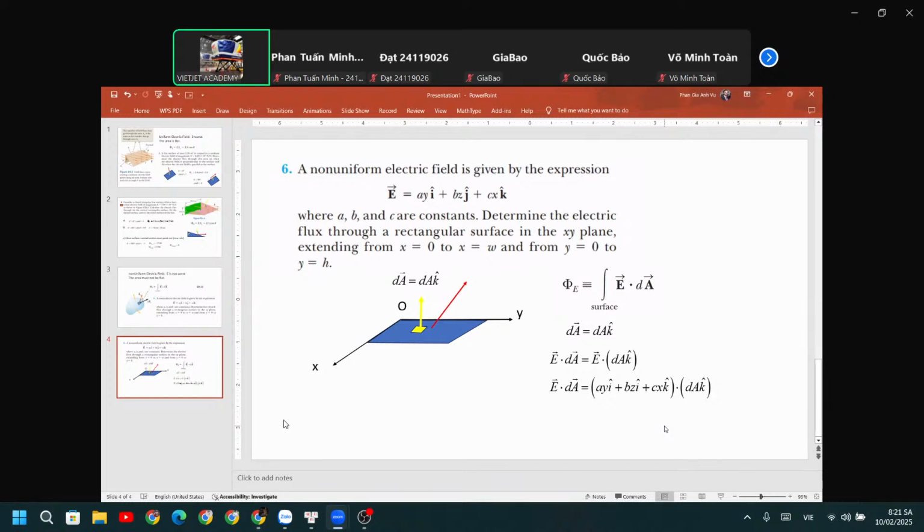So you have to calculate the dot product of the two vectors E and dA. But E have the components E_x, E_y, E_z given in the formula.